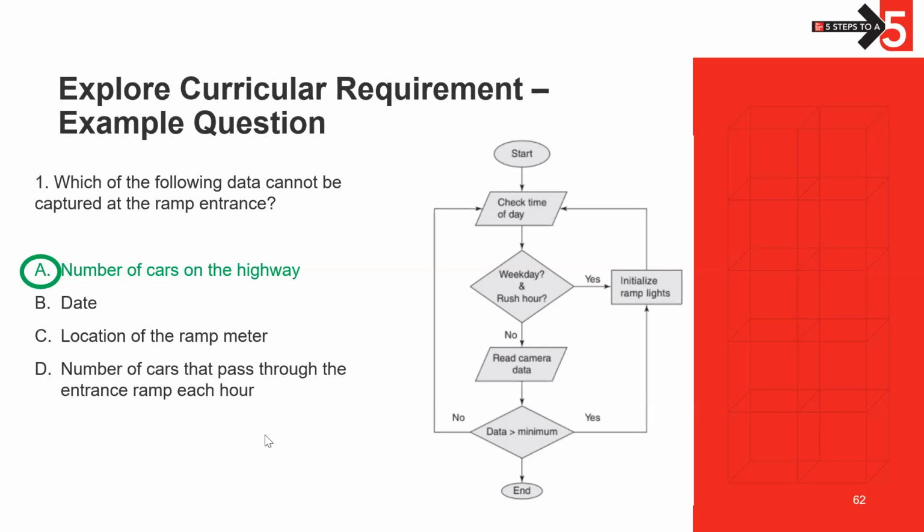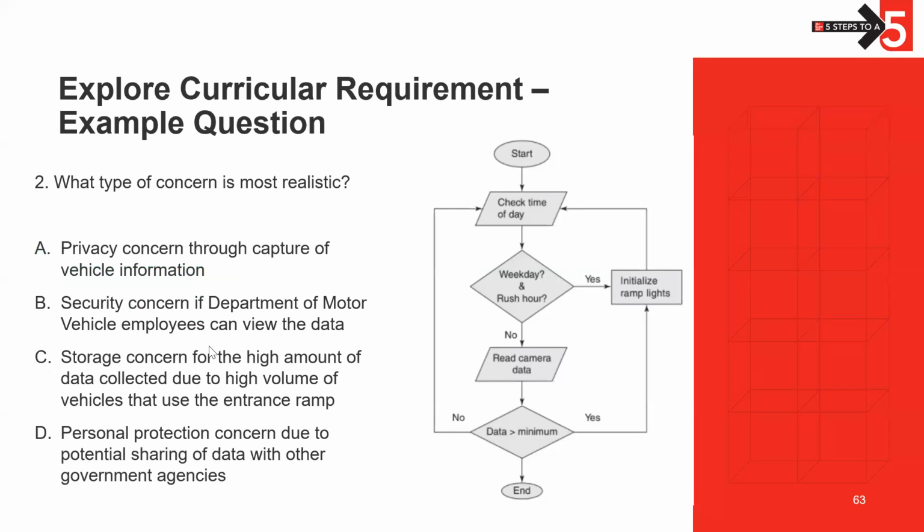All right, and the correct answer for this one is A. So it's asking which of the following pieces of data can't be captured at the ramp entrance, and it's the number of cars on the highway. So you'll have the date, you'll have the location of the ramp and meter, and you'll have the data that shows the number of cars that pass through the ramp an hour, but not the number of cars on the highway. All right, next question.